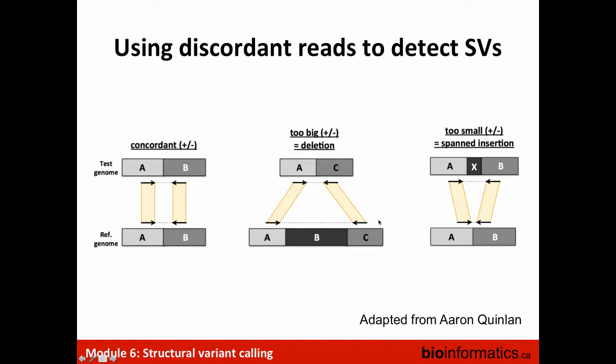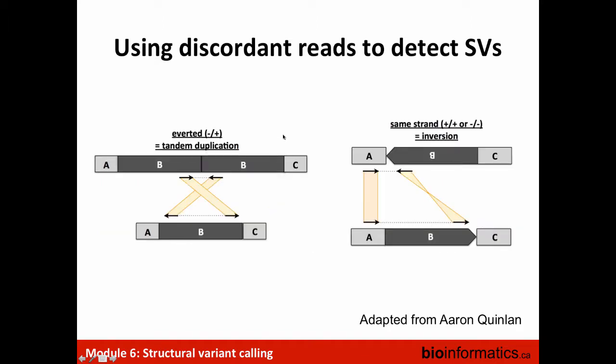But anytime we get something like this, where the read one and read two are too far apart, this is going to correspond to potentially a deletion. So your reads are 10 kb apart, but when you map them on the reference genome, they look like they're 15 kb apart. So that's because there's something that's missing from the reference genome. Similarly, if it's too small on the reference genome, this is also suspicious. So this might be an insertion.